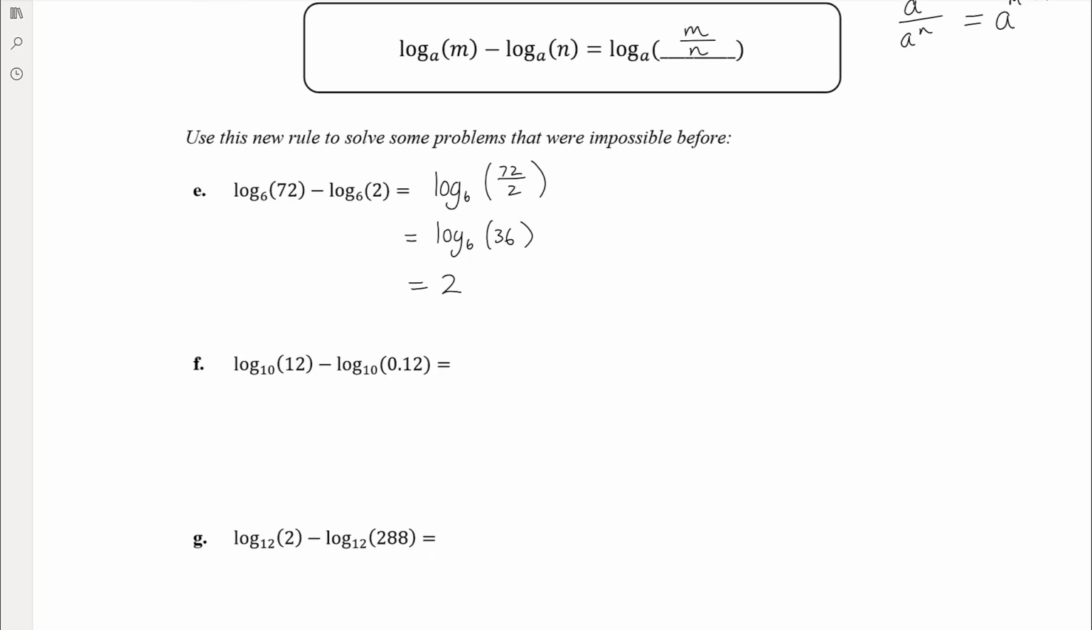Log base 10 of 12 minus log base 10 of 0.12. Again, can't work either of those out separately, but let's focus on combining them together. So log base 10 of 12 divided by 0.12. If you have trouble with decimals and fractions, think about how I would need to multiply the denominator by 100 so I don't have a decimal. So if I multiply numerator and denominator by 100, I get this. And so 1200 divided by 12 is 100. And log base 10 of 100 is equal to 2.